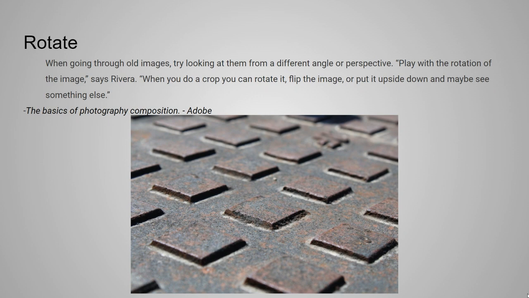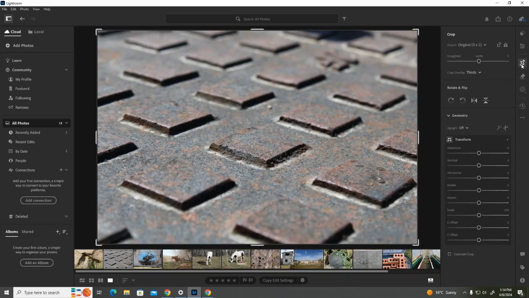Okay, the next thing is rotating, which is similar to straightening, really. When going through old images, try looking at them from a different angle or perspective. Play with the rotation of the image, and when you do a crop, you can rotate it, flip it, put it upside down, maybe see something else. Again, it's very similar to straightening, because when you're straightening, you are rotating things, but there are some features you can use that are a little bit more extreme than just rotating.